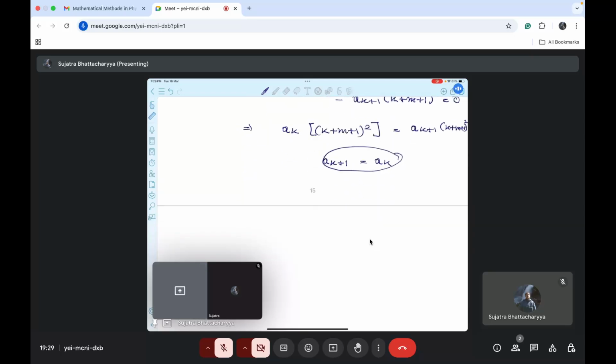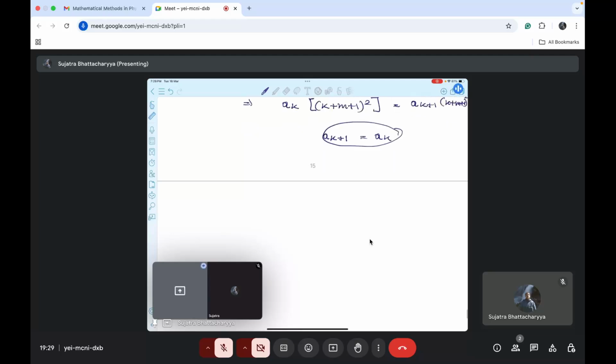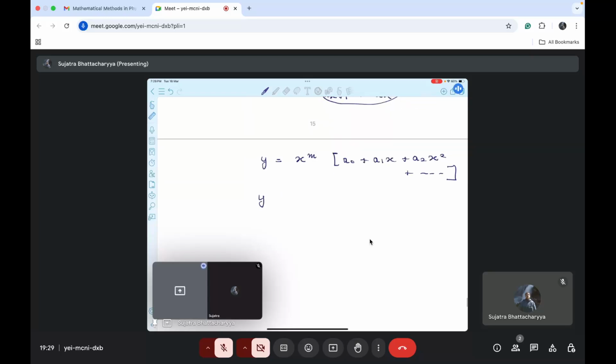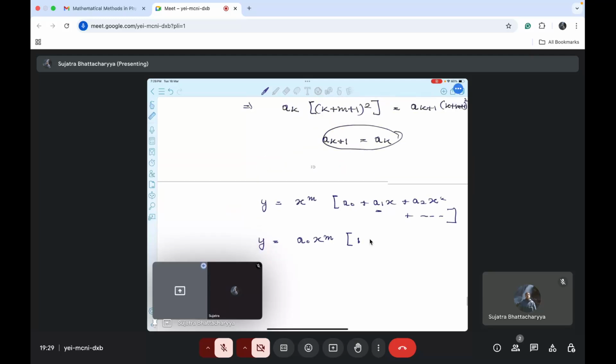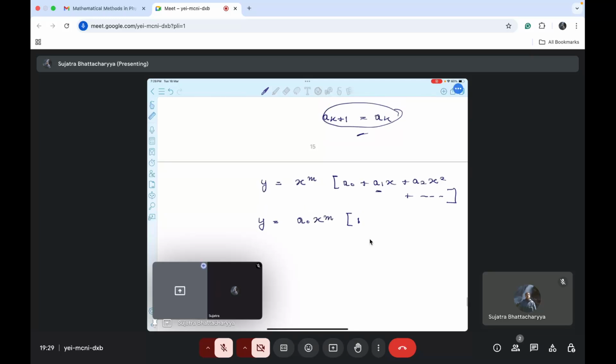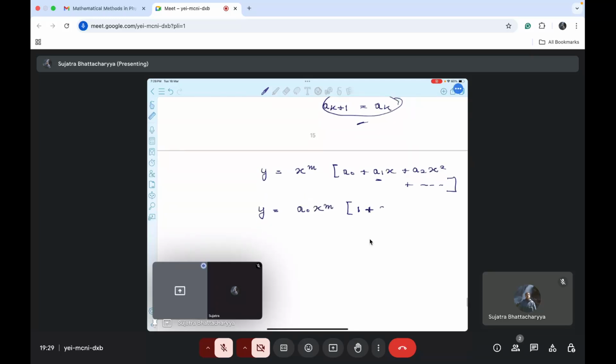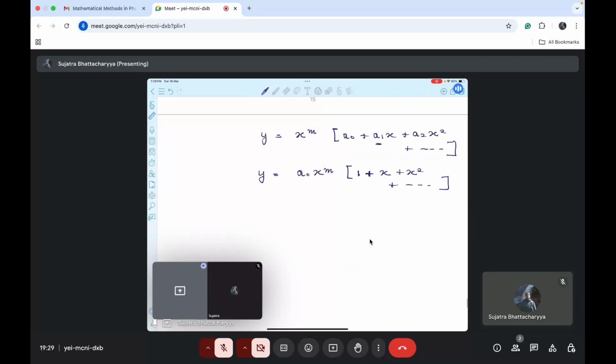Correct? So now what we can write is that the original solution y will be x to the power m (a naught plus a1 x plus a2 x square and so on). Right? So we will be writing like this: y is equal to a naught x to the power m (1 plus x plus x square and so on), because a1 is nothing but a naught. You can see it from here. So this is one of the solutions, y1.